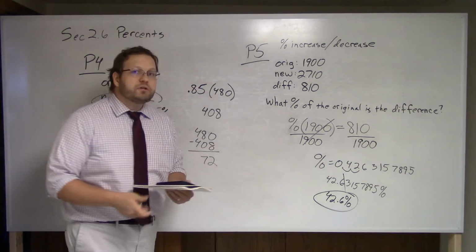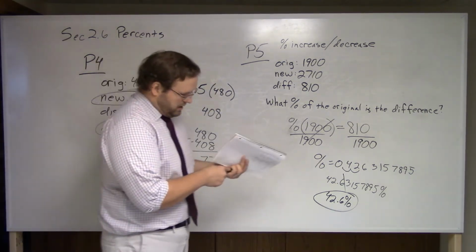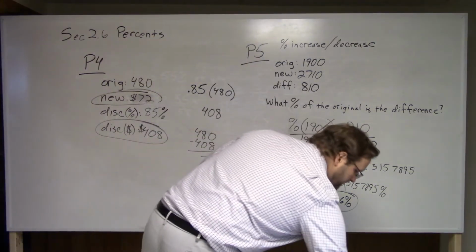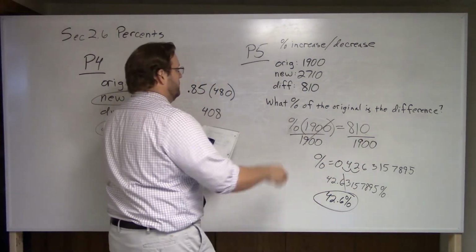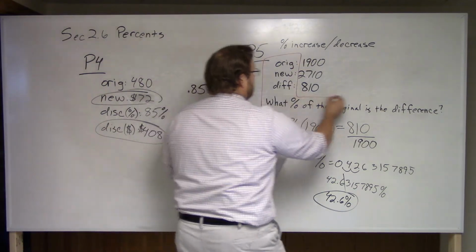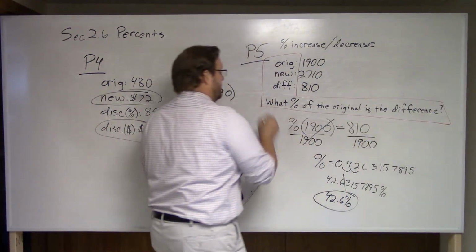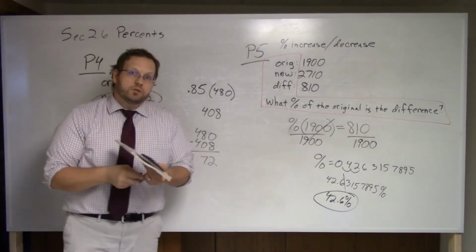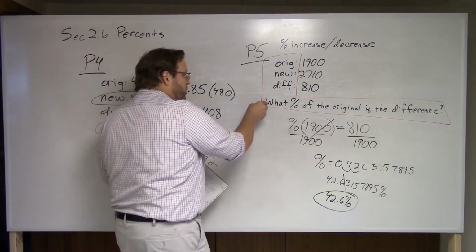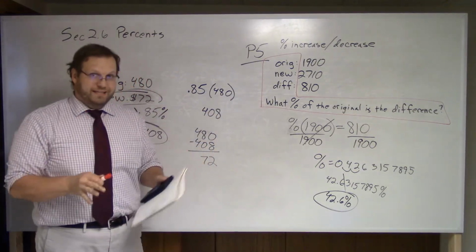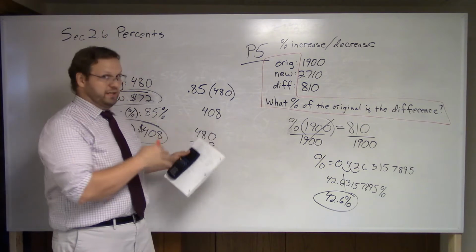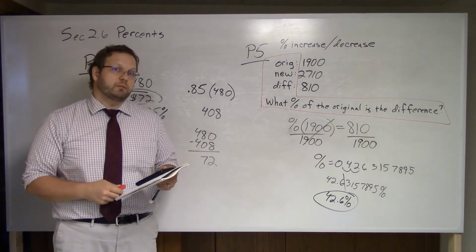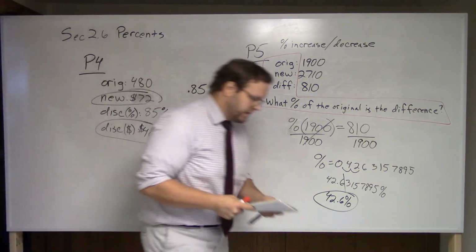Okay? Whenever you see percent increase and decrease, this should automatically go on your paper. We need those three components, and this is the question that they're really asking. Write that down immediately once you see percent increase or percent decrease presented in a problem. Let's look at another one.